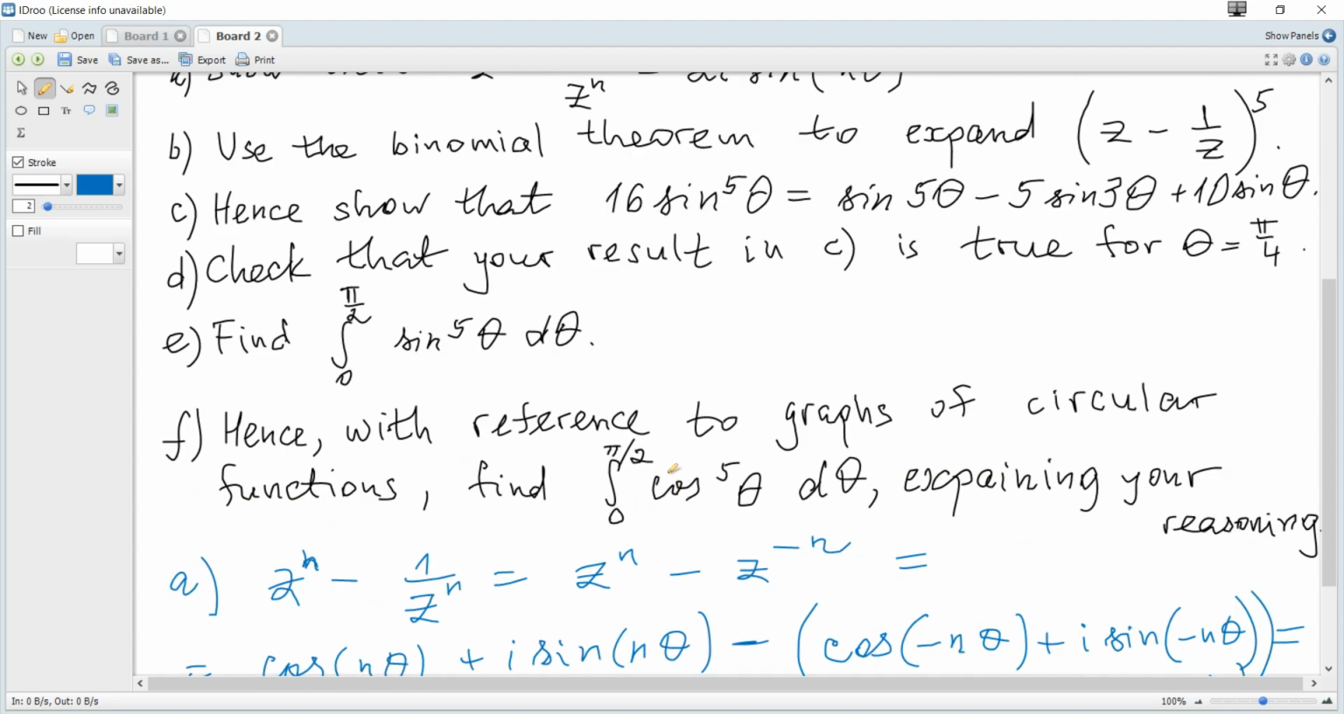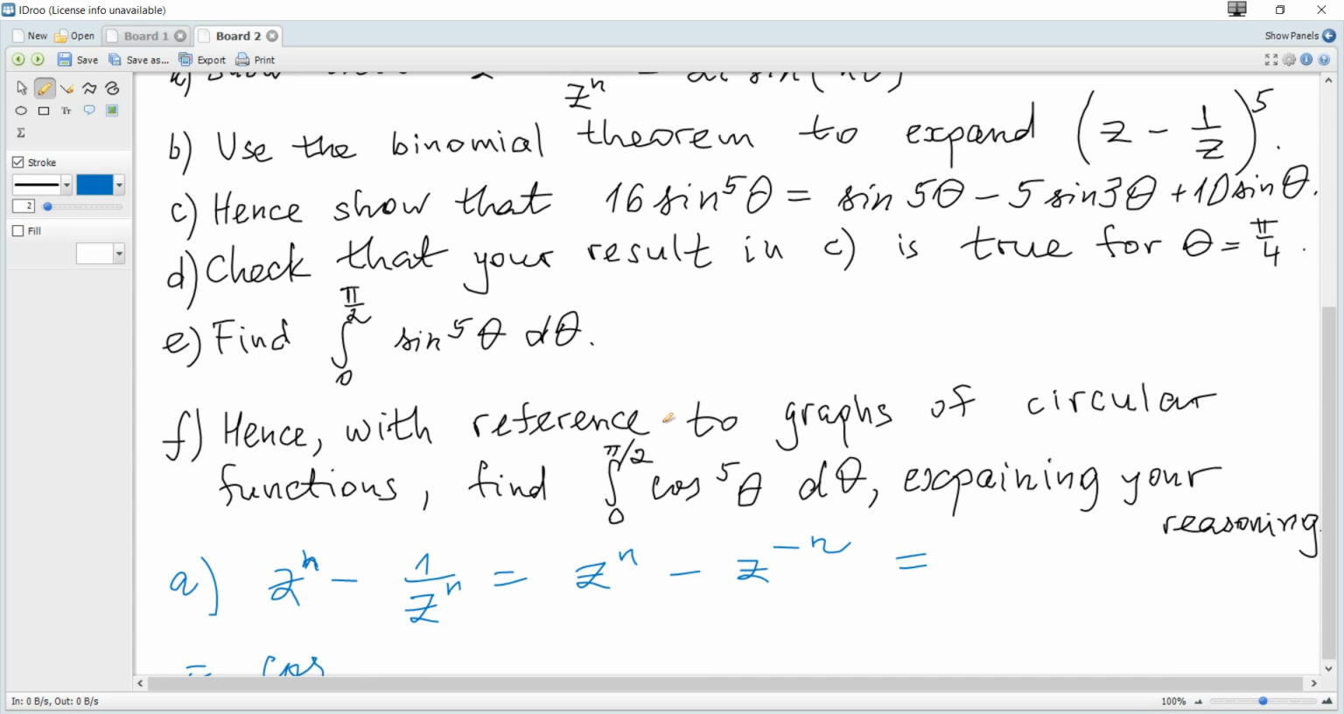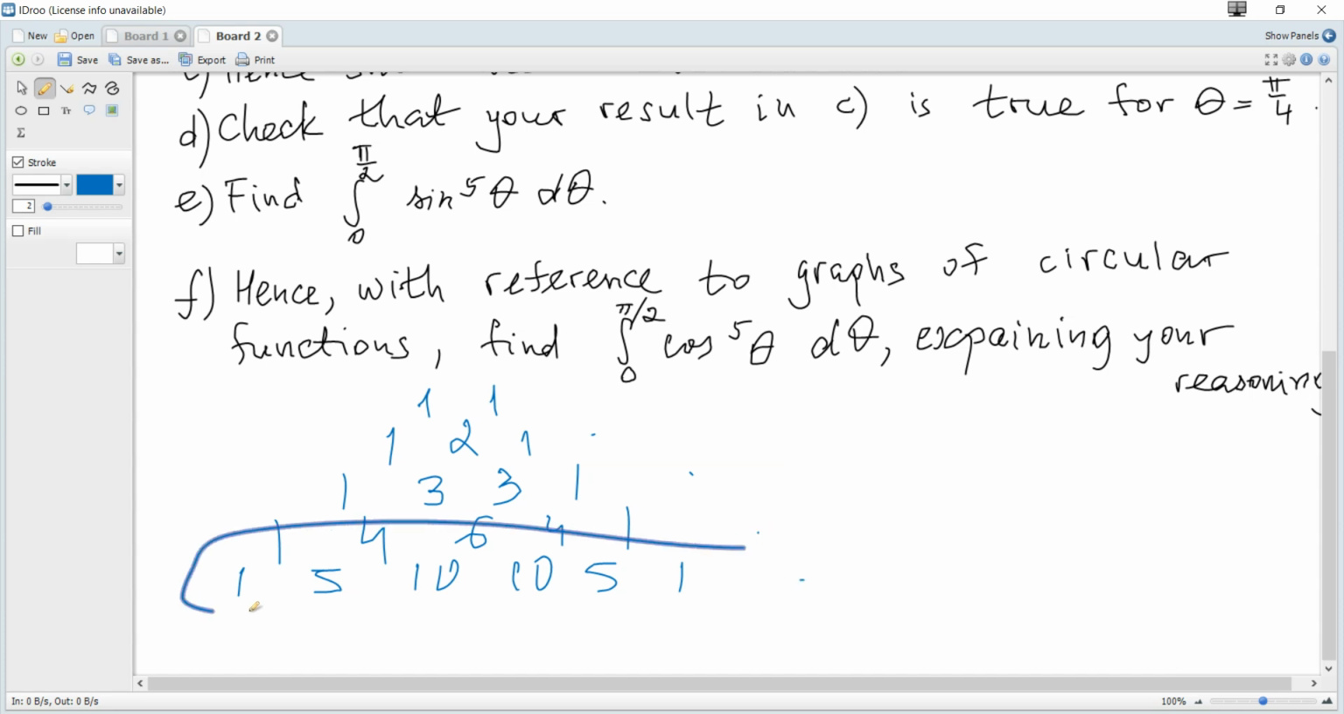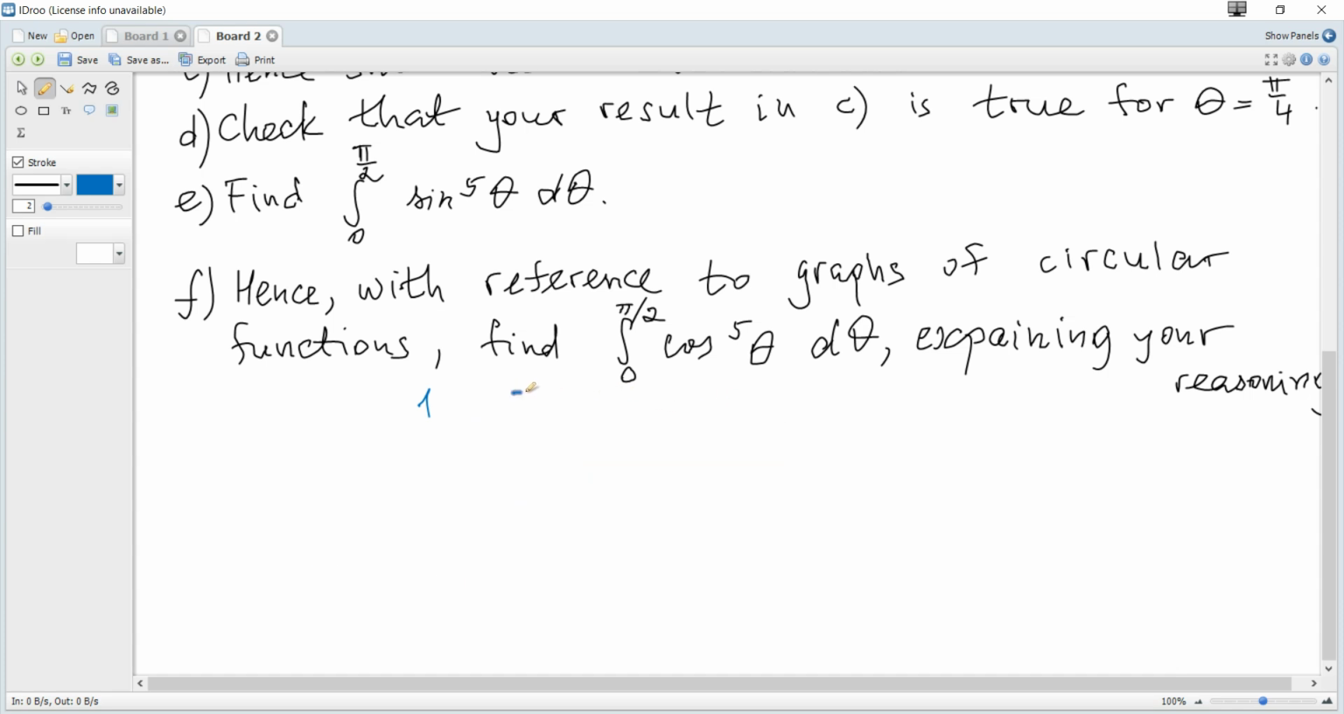Next, use the binomial theorem to expand z minus 1 over z to the power of 5. We need coefficients, and let's consider the coefficients 1, 1; 1, 2, 1; 1, 3, 3, 1; 1, 4, 6, 4, 1; 1, 5, 10, 10, 5, 1. It's for the first, second, third, fourth and fifth powers. So we'll use these coefficients. Let's rewrite: 1, 5, 10, 10, 5, 1.